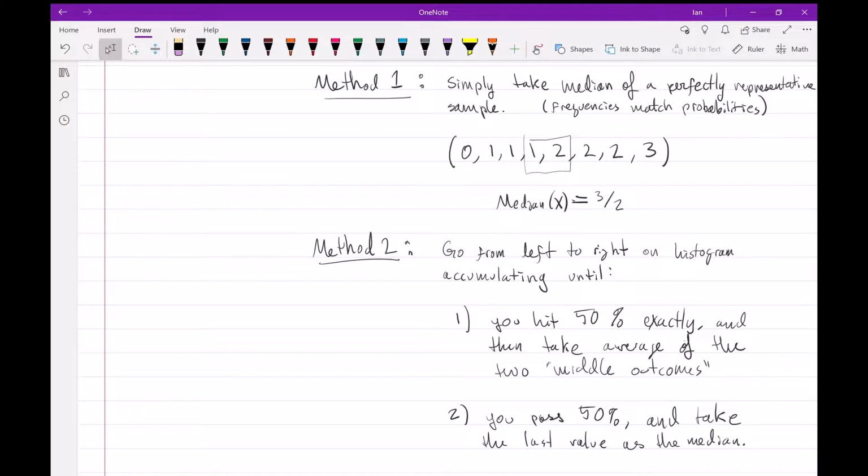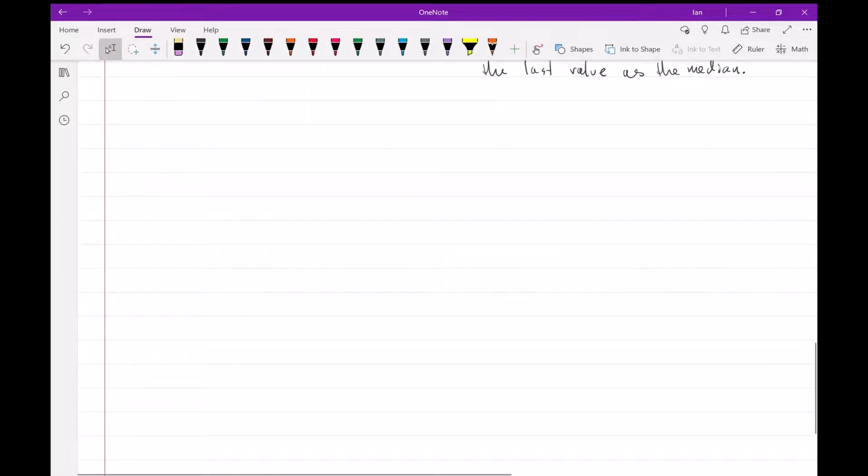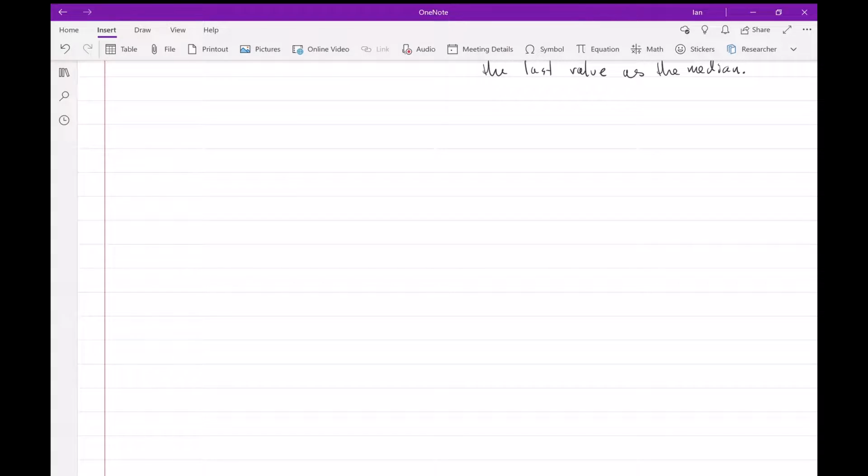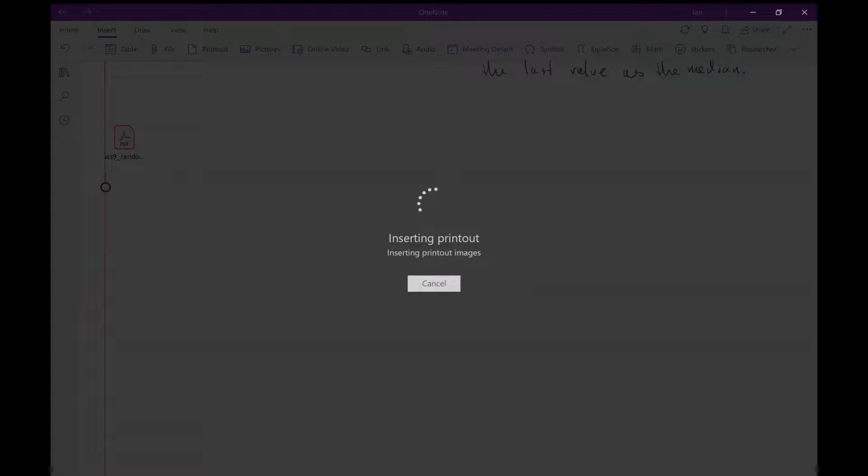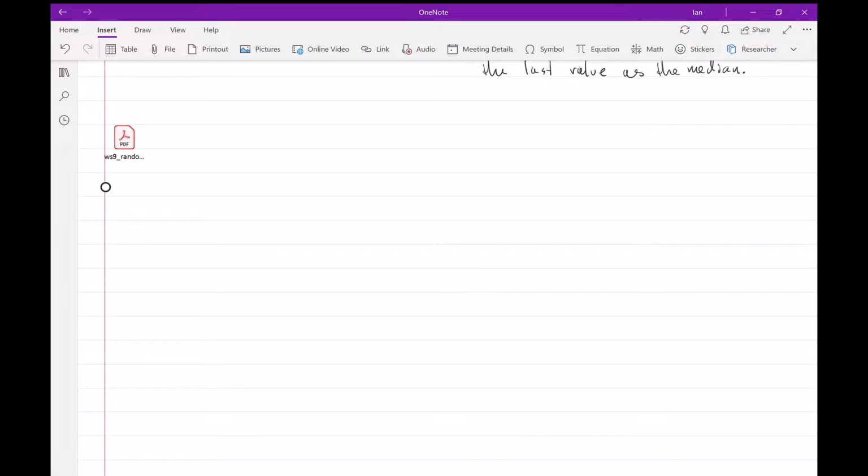All right, so now let's do some examples. I'm going to insert this file. Come on. All right, it's a little slow. All right, random variables. Well, I hope. Alright, here we go.